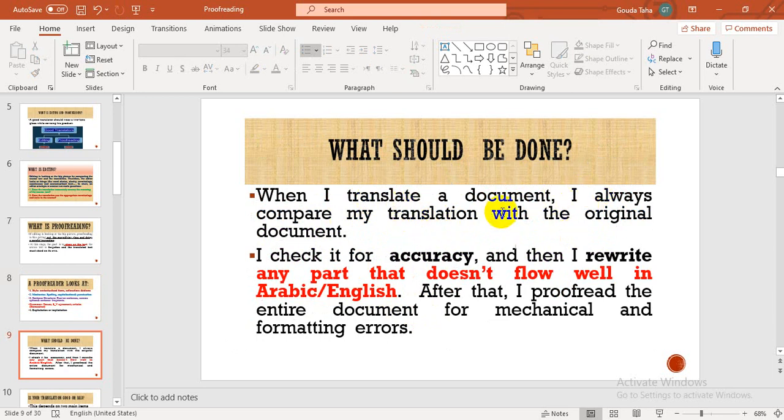After you're done with drafting, you need to compare your translation with the original. Why? Because you need to check it for accuracy. Do you have the same information or not? So, you need to rewrite any part that doesn't flow well in the Arabic or English text. After all, you have to proofread the entire document for mechanical or formatting errors.